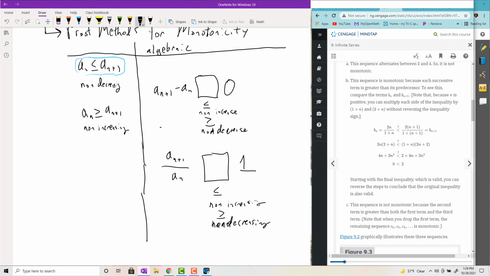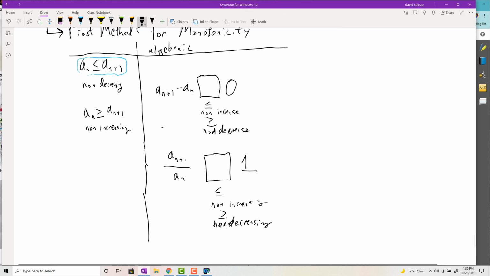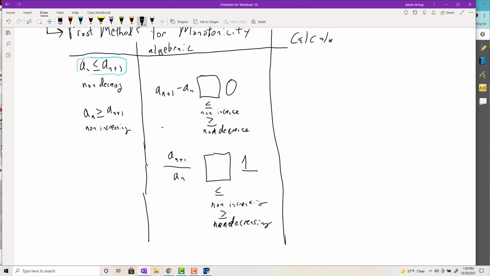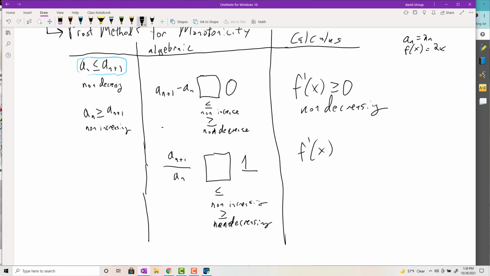You could also do calc methods though. You can literally turn the given sequence into a function and then take its derivative. So if you had a sub n equals 2n, you just turn that into f of x equals 2x. Then take its derivative. If f prime of x is greater than or equal to 0, it is non-decreasing. If f prime of x is less than or equal to 0, it is non-increasing.